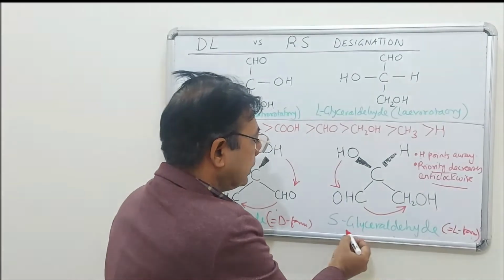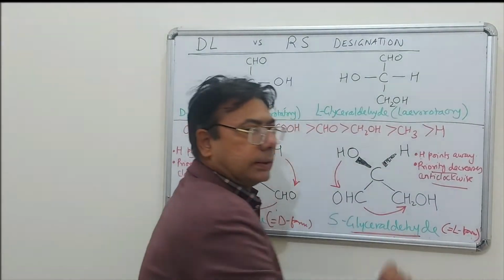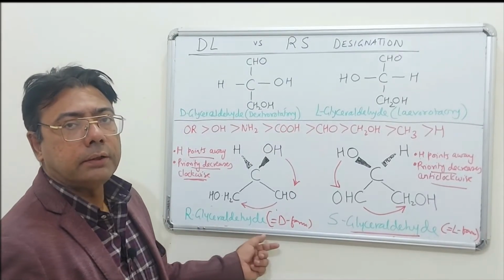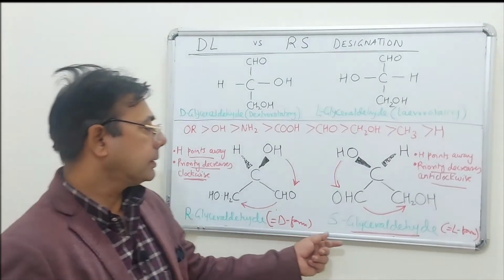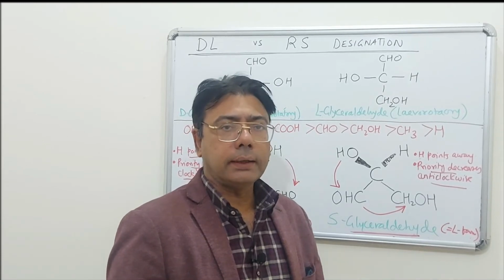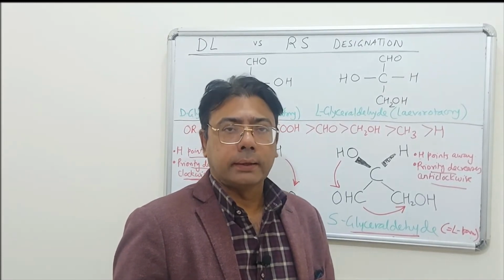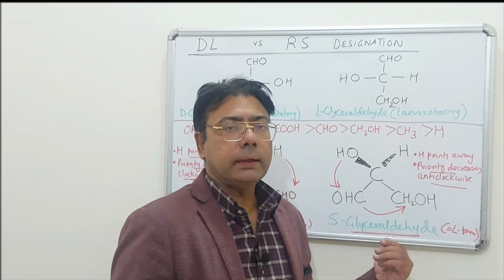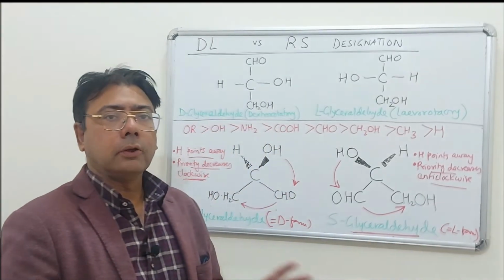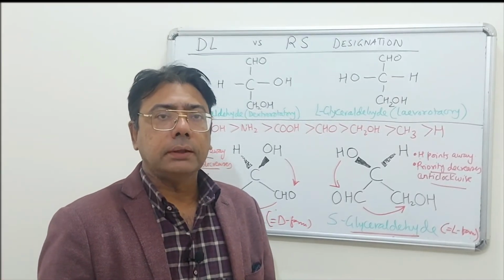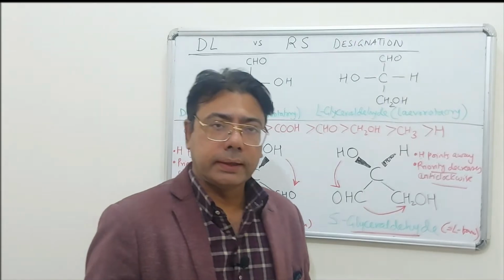Then we assign S designation, and as we can see, R glyceraldehyde is equivalent to D form and S glyceraldehyde is equivalent to L form. So in a way, RS designation is superior to DL designation, but assigning R and S in more complex carbohydrates is tricky and complex. So DL designation is more popular in the literature.